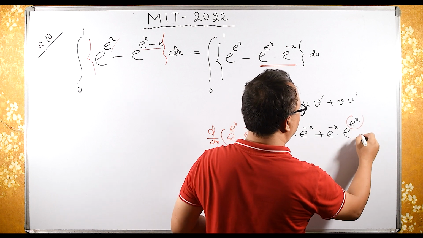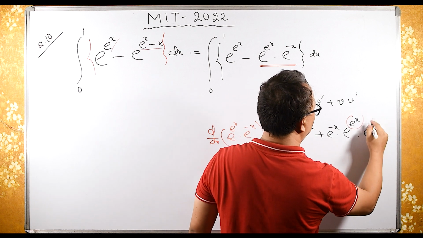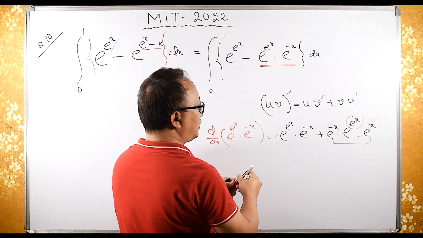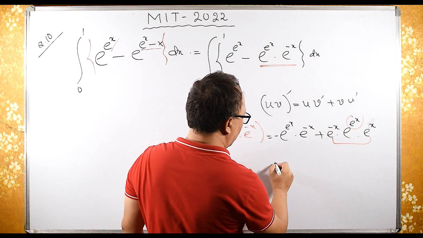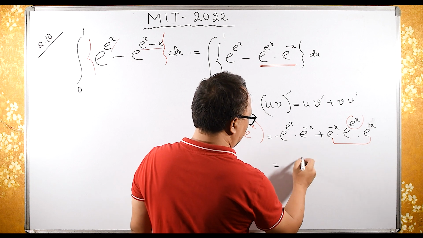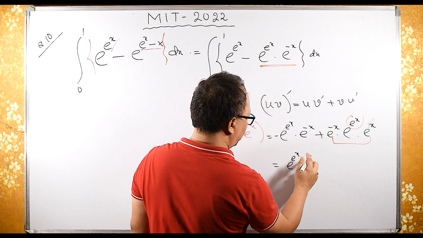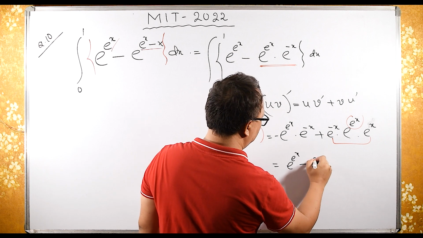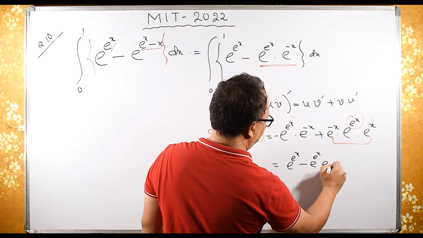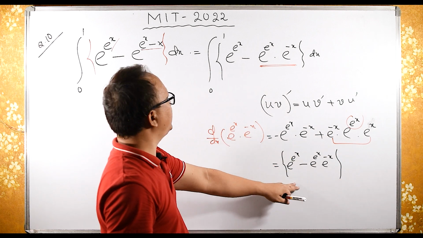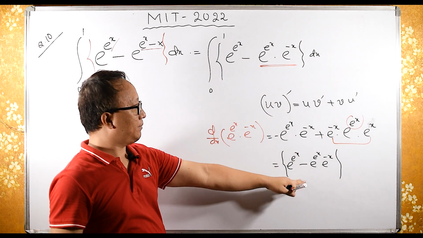So this will be as it is, e raised to x. Now these two get cancelled, e raised to minus x plus x gets cancelled. What we have is, I can write this first, e raised to x, this second minus e raised to x, and then e raised to minus x. Now this is the same as this. Look here, this is the same as this.